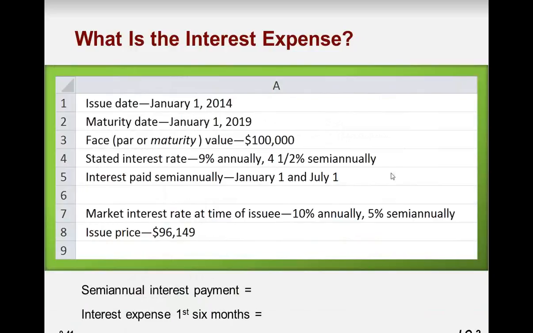So how do we figure the interest expense when we've had a discount? Well, we know it was issued, so we have a 5-year life bond. It's going to pay interest 10 periods, right? If the market interest rate at the time of the issue was 10% annually, 5% semi-annually, the face was 9%, 4.5%, and the issue price was $96,149. Our semi-annual payment is going to be $100,000 times 9%, this is the cash interest, times 6/12, or we could take $100,000 times 4.5% to get $4,500.